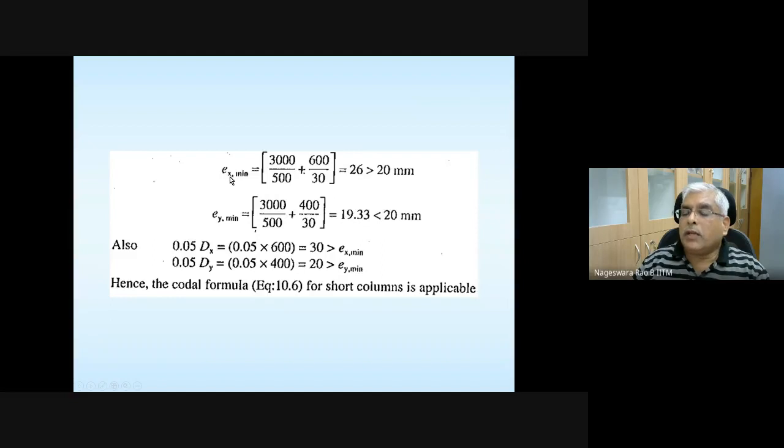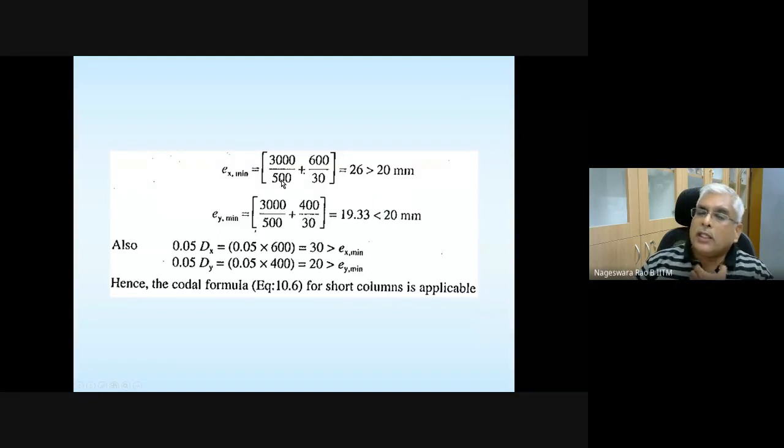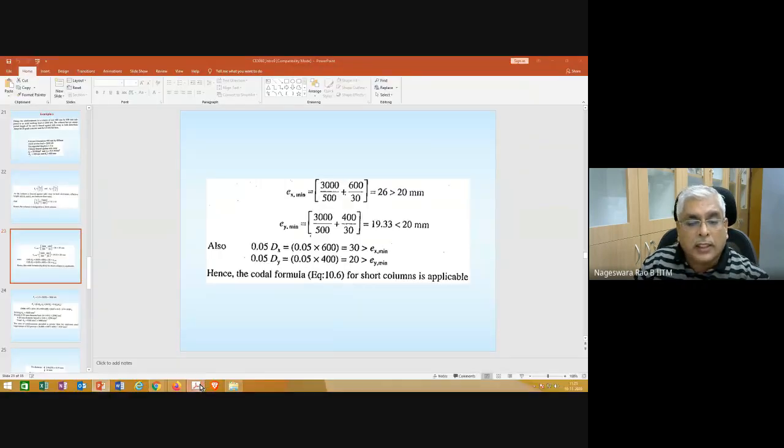When you are calculating minimum eccentricity with respect to the major axis, the corresponding depth with respect to the major axis is used. And please note that all the quantities, L and D, are substituted in millimeters. And minimum eccentricity with respect to the y-axis. One more thing, please note that here L is the unsupported length. You can see here in the code.